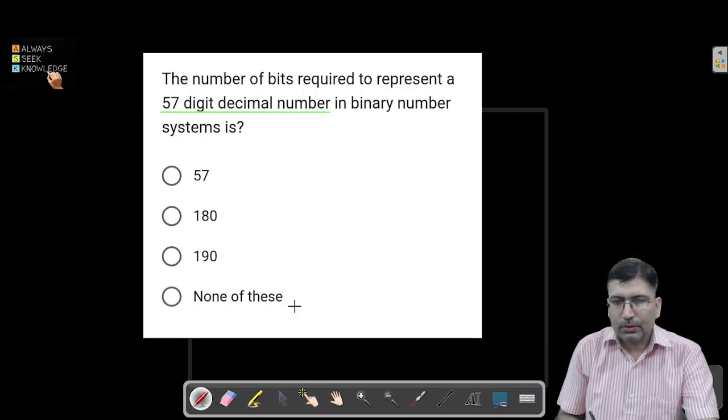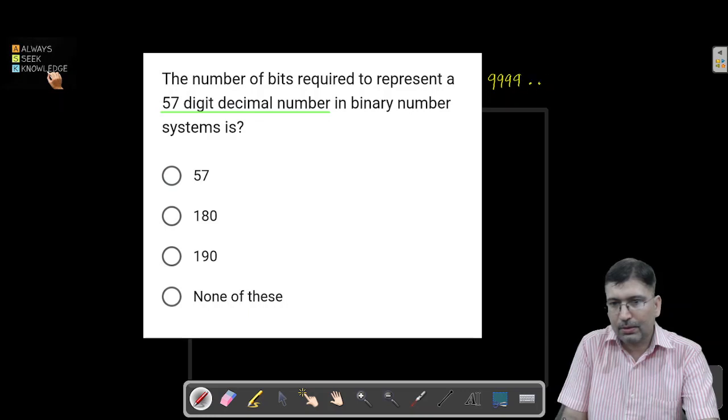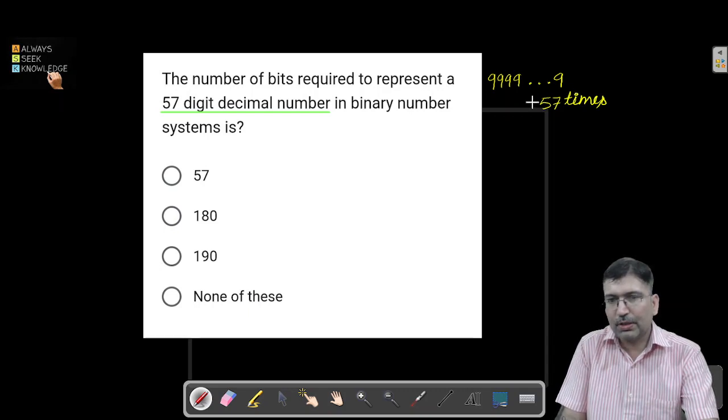right? If I consider the largest possible number of 57 digits, it will be 57 times, let's say, 9: 9999 dot dot dot, 57 times. This is the largest possible number in the decimal system which will have 57 digits.